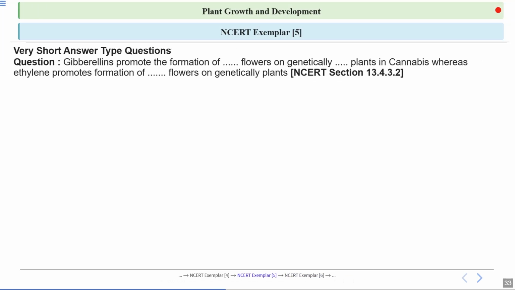Next, gibberellins promote the formation of dash flowers on genetically dash plants in cannabis, whereas ethylene promotes the formation of dash flowers on genetically dash plants. This question is based on NCERT section 13.4.3.2. Let us see the answer.